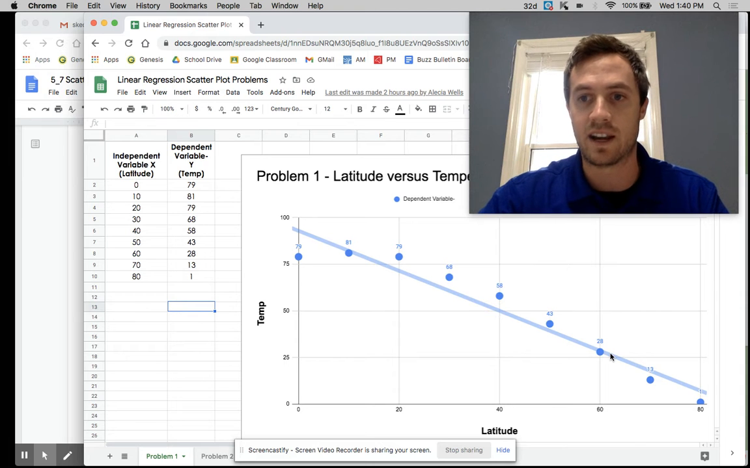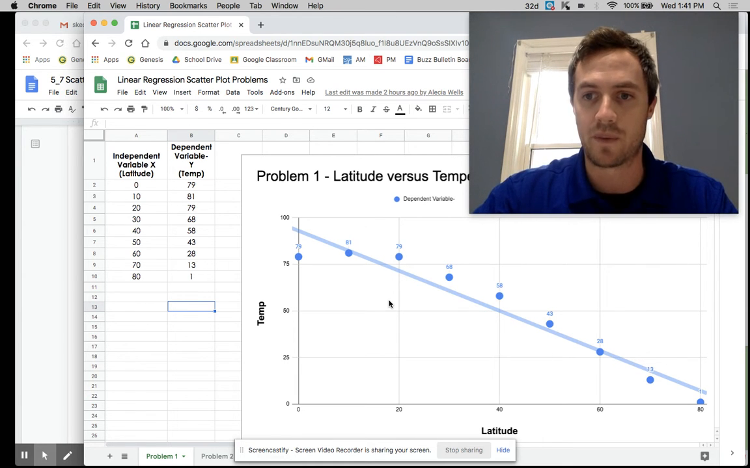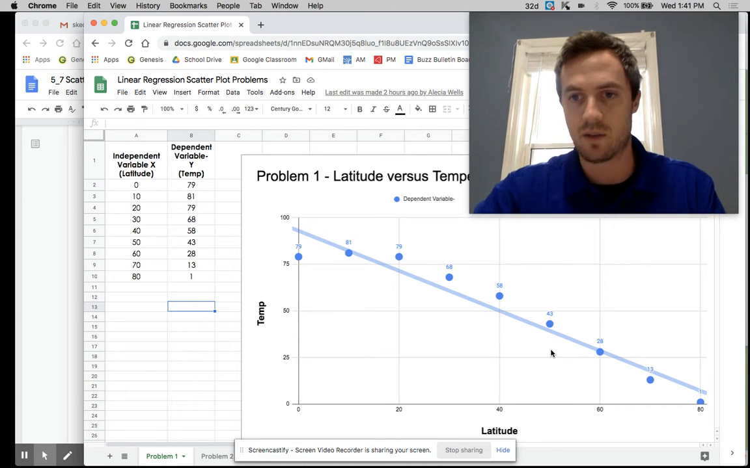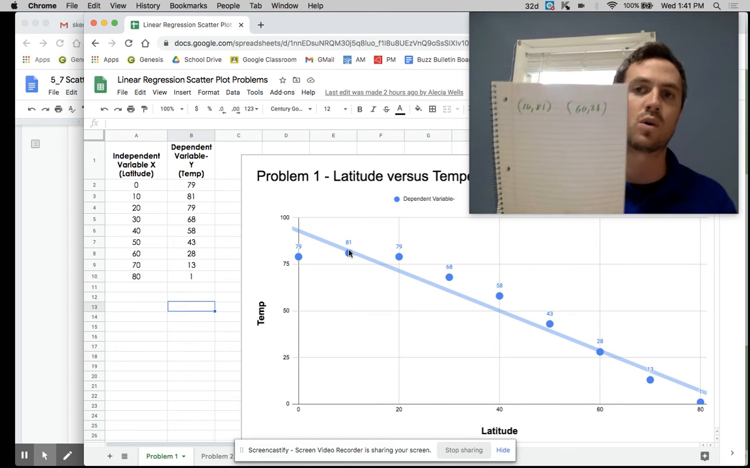You should know that this is a negative correlation because it's going down. As the latitude goes up, the temperature goes down. So it's a negative correlation. Some points should be slightly above, some slightly below, and you want the line going through the middle as well as you can. You then take 2 points that fall as close to the line or on the line as possible. Two points that I see are 60, 28, which is this point right here, and then you also want to take 10, 81. You write those 2 coordinates.